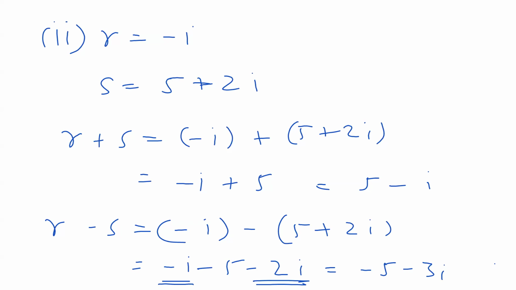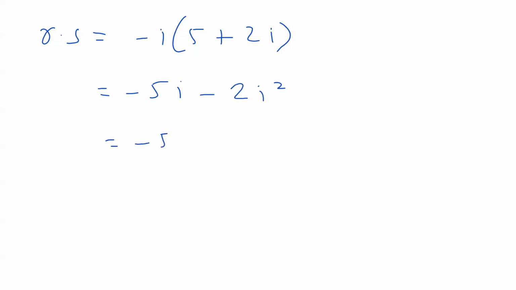Okay, sorry, R into S, that is equal to minus i into 5 plus 2i, minus 5i minus 2i square, minus 5i minus 2 into i square is minus 1, minus 5i plus 2, which is equal to 2 minus 5i. Okay, and R upon S is equal to minus i upon 5 plus 2i.